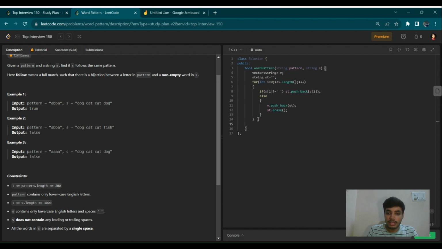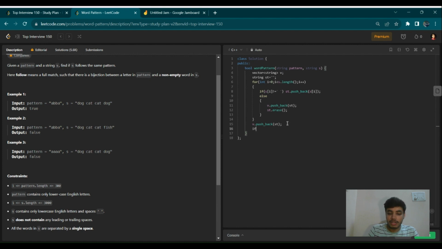Now, one thing we again need to do is that it has stored all the characters till this space, and after the last word it is not going to get any space. So after this for loop, we can simply do v.push_back(st). So what we have done is that we have stored all the words in our vector v.